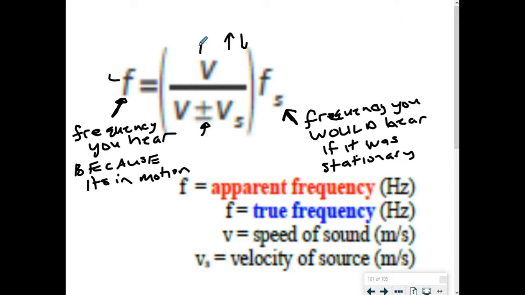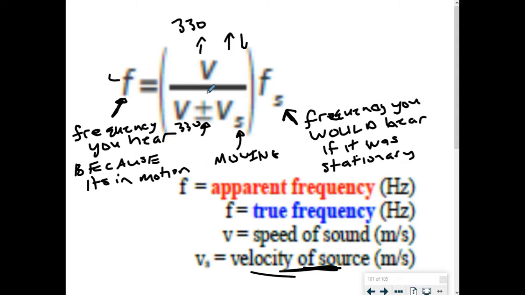The V that you have right here stands for the speed of sound, which is 330 meters per second. So both of these V's right here are 330 meters per second. The final variable in this formula, Vs, is the velocity of your source, and it's the thing that is moving. So if you have an object that is moving, like say the ambulance, if the ambulance is traveling 50 kilometers an hour, that's what this number right here is. It's the speed of the object that's in motion.